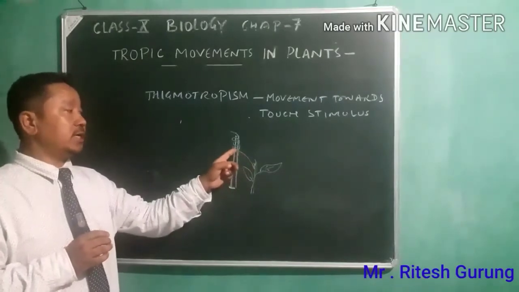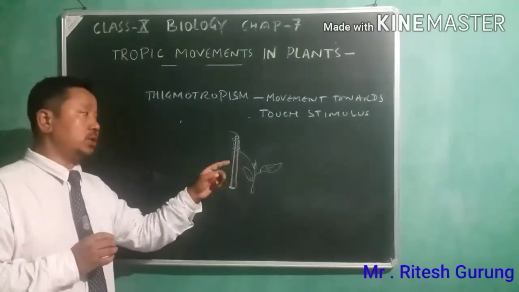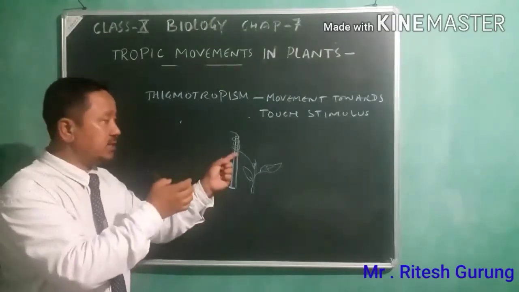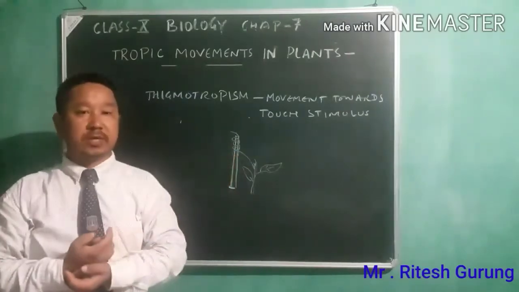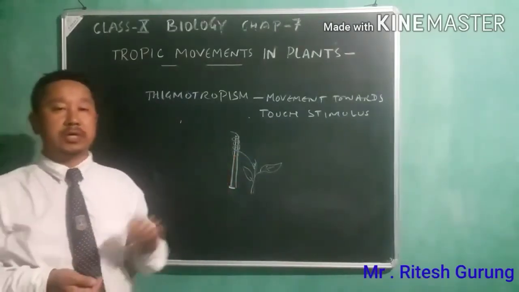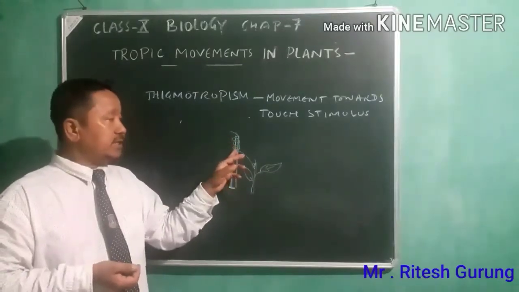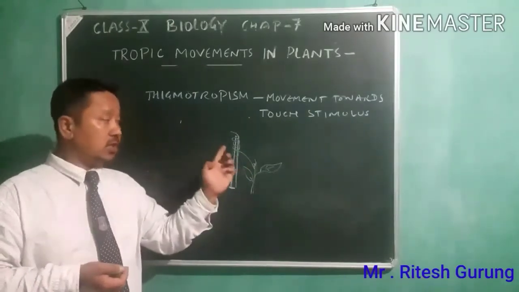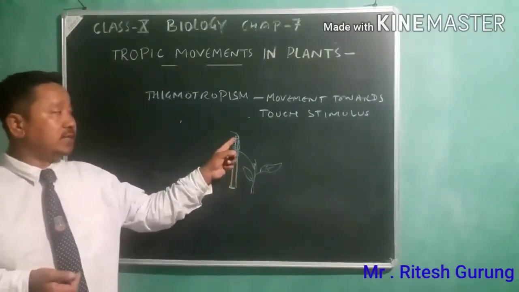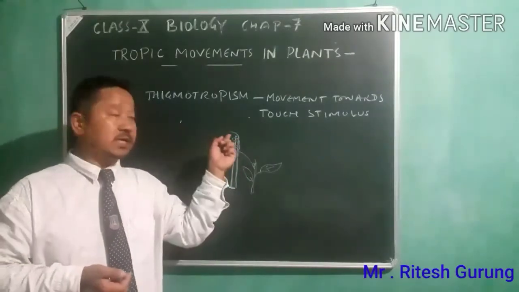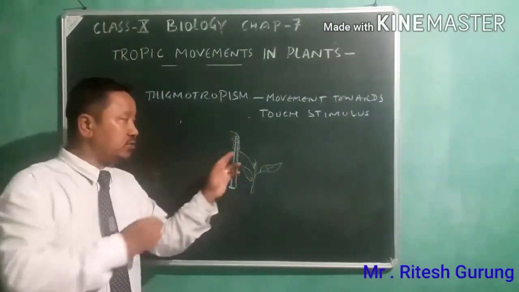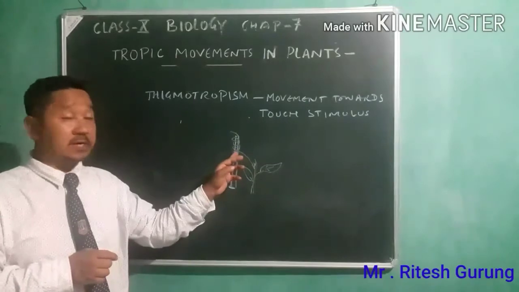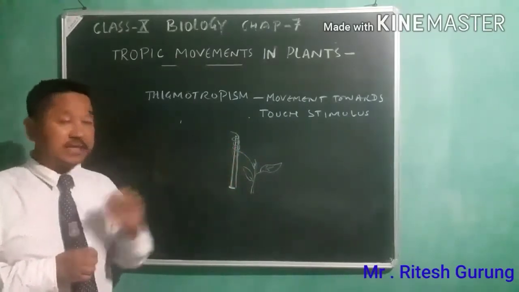When it touches the other plant or the support, then what happens? It forms a stimulus in it, which makes this part go around it. Okay, so here the stimulus is perceived. The touch stimulus is perceived by the tip of this tendril, and it is transmitted to the basal region of this tendril.